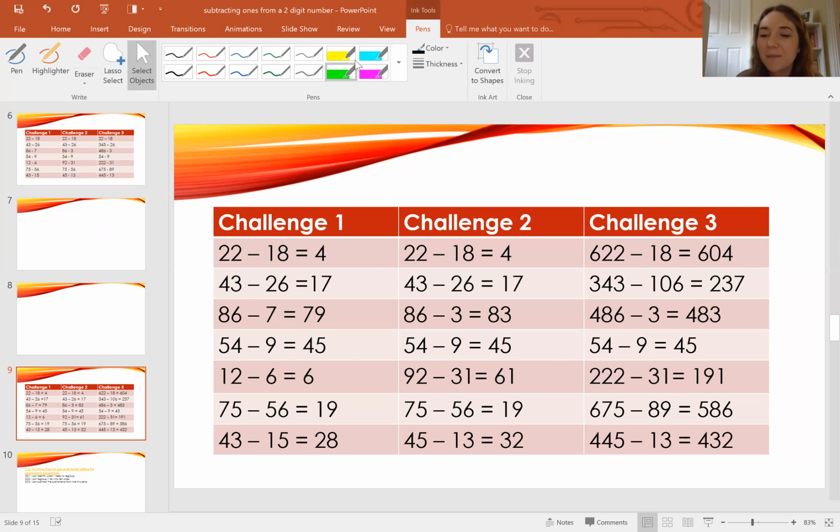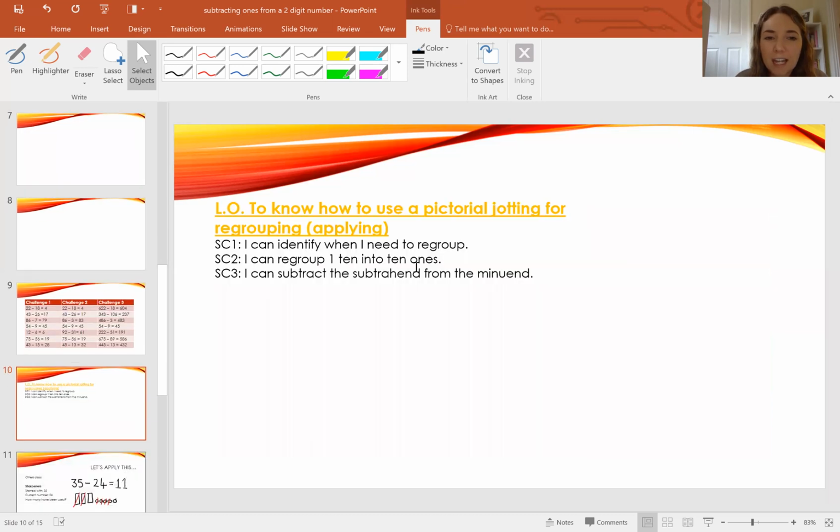Have you done that? Well done. Okay, finally, let's have a look at how you got on with your success criteria today and whether or not you've met the learning objective. So success criteria 1 was to identify when you need to regroup. So if you did challenge 2 or 3, you would have been able to show that you can do that. Did you know when you had to regroup and when you didn't? If you feel that you can do that, then in your book or next to your work, just put SC1 and put a little tick.